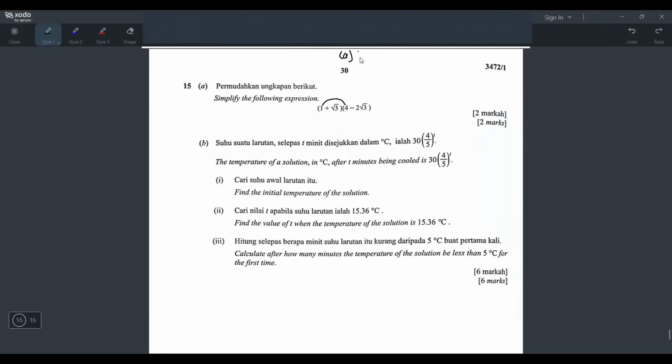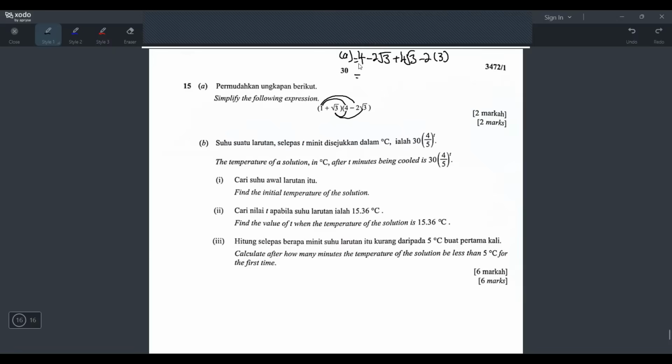So 1 times 4, that's going to be 4. All right, and then 1 times negative 2 square root 3 will be minus 2 square root 3. Square root 3 times 4 is just going to be 4 square root 3. And then square root 3 times this one. Okay, a square root can only be multiplied with a square root. So the negative 2, nothing happens. But the square root 3 can be multiplied with square root 3, it becomes 3. Okay, but I have to write a bracket. Okay, square root 3 times square root 3 is 3.